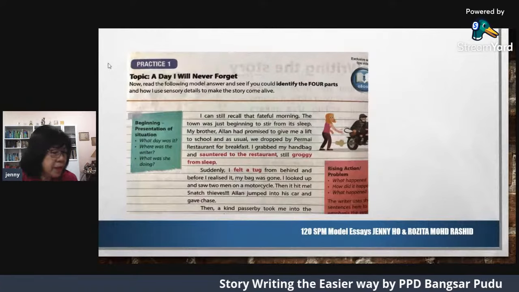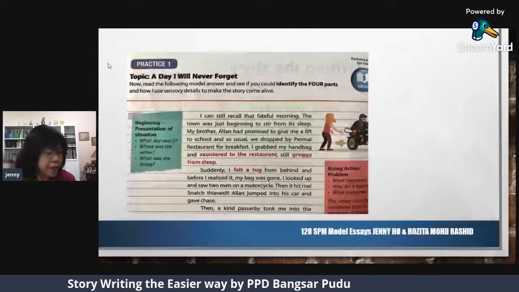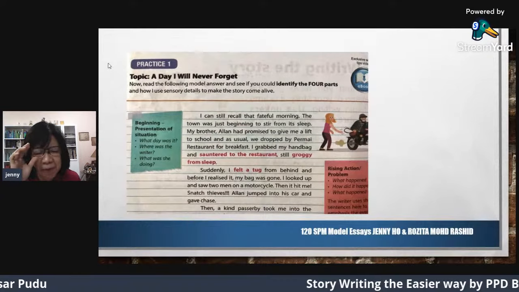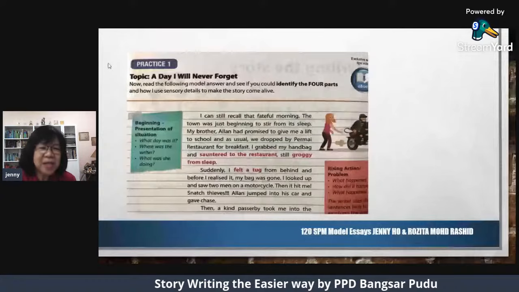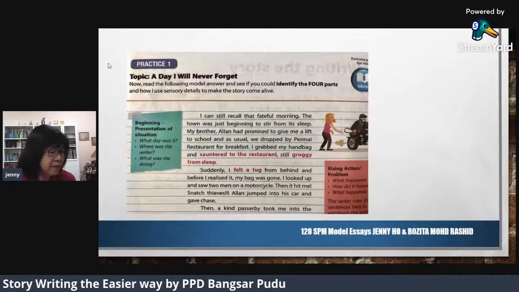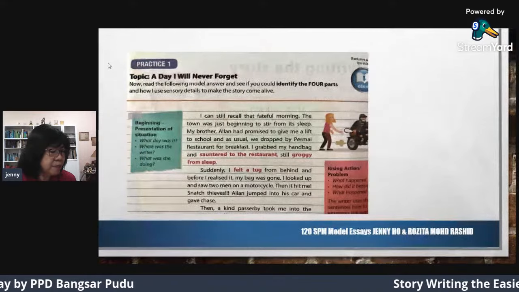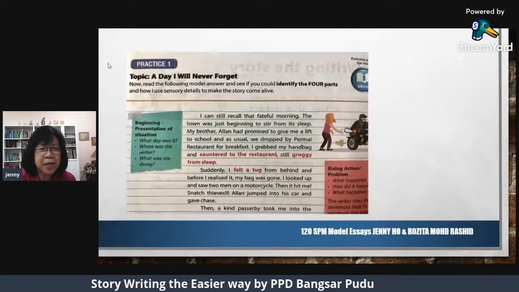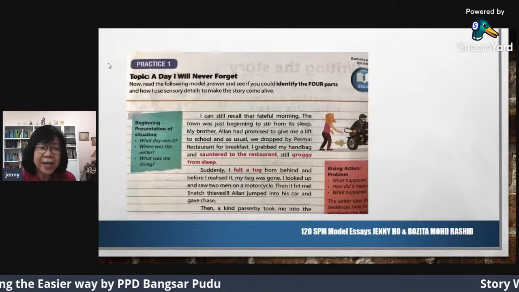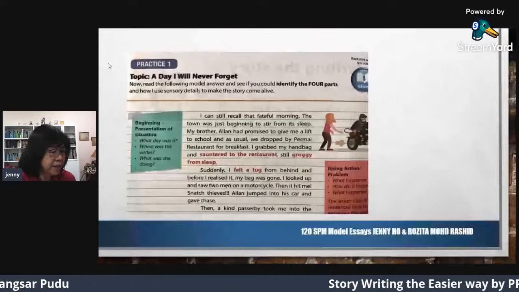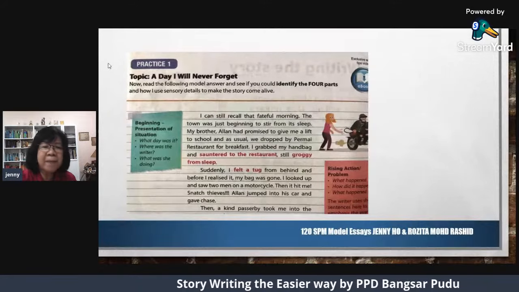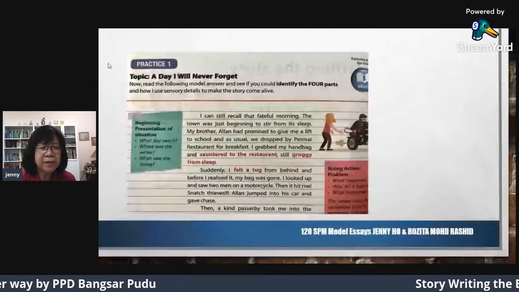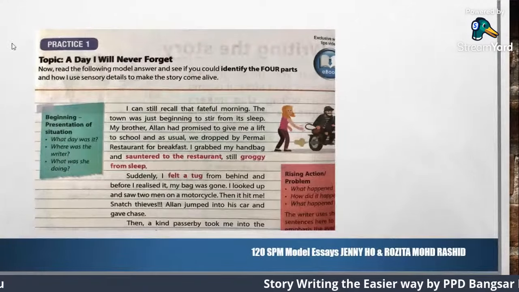I describe that morning, how it looked, the weather, or how the town looks. This is about a snatch thief. It's a real experience I went through in my hometown in Taipei. Taipei has got a lot of snatch thieves, so be careful. I can still recall that fateful morning. The town was just beginning to stir from its sleep. Baru bangun, right? That means people are still sleeping, just beginning to wake up. Very quiet still. My brother Alan had promised to give me a lift to school, and as usual, we dropped by Permai restaurant. So add a name. Okay, are you copying notes? Add a name to the restaurant to make it more real, to add some realistic element in your story.